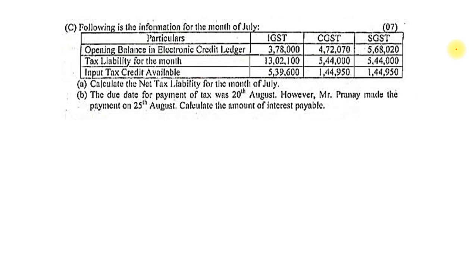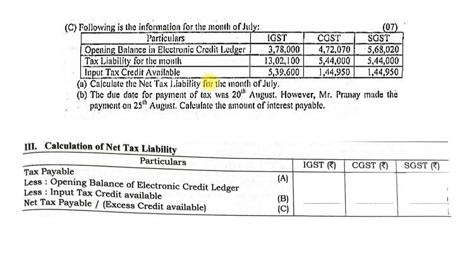Following is the information for the month of July. Opening balance of electronic credit ledger is given, tax liability is given, and input tax is given. So now this is again similar to payment of GST, but here they have already solved and given you all the 3 step values. So they are asking you to calculate the net tax liability for the month of July. So the net tax liability format will be tax liability less opening balance less ITC will give you the balance. So we will note down that balance first.